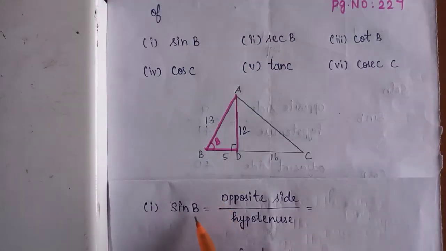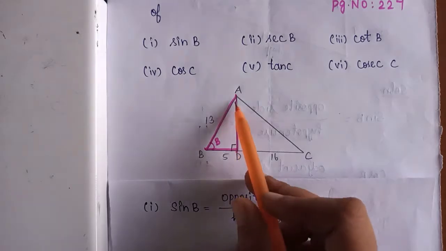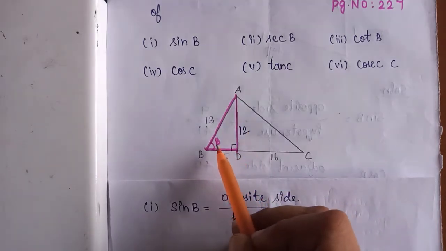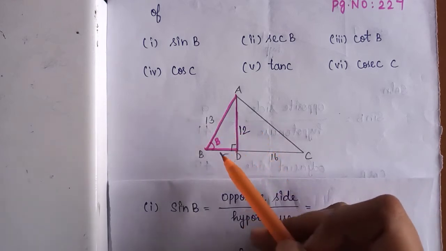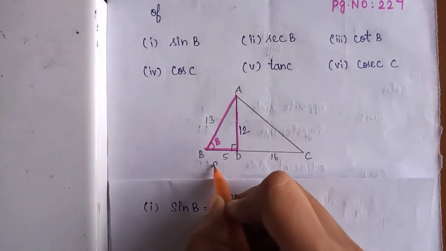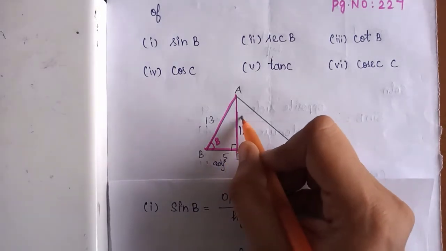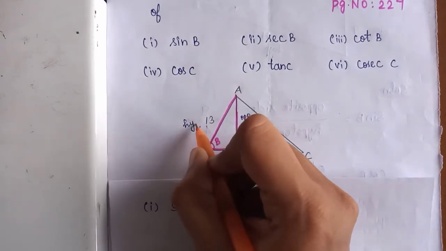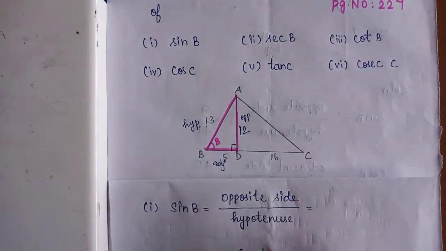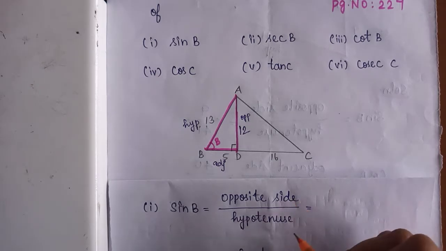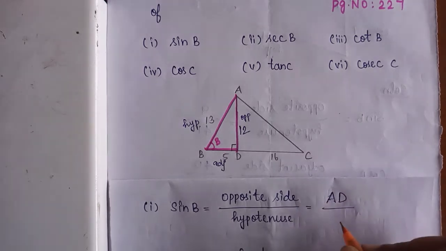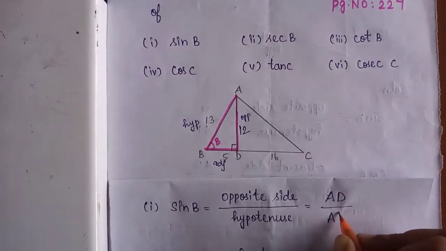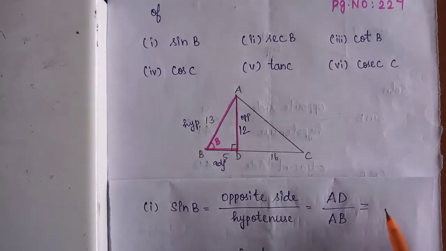So for finding sin B, we are considering this triangle alone, triangle ADB, and B is your theta. So this is your opposite side and hypotenuse is 13 and adjacent is 5. So this is your adjacent side, opposite side, and 13 is your hypotenuse. Now we can easily find sin B. Sin B is equal to opposite side by hypotenuse side. So opposite is AD divided by hypotenuse is AB. So AD divided by AB is equal to 12 by 13.